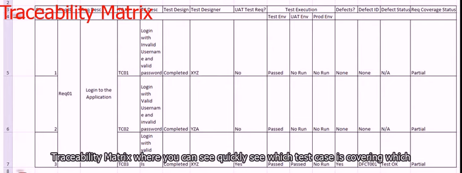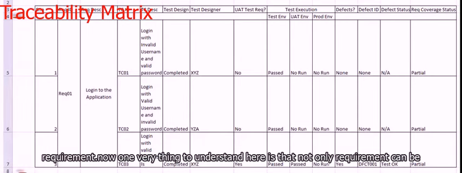Now that we have seen how requirements can be mapped with test cases in the traceability matrix, you can quickly see which test case is covering which requirement. Now, one very important thing to understand here is that not only requirements can be mapped with test cases, but also defects can be mapped with test cases, which can be clearly seen in the screenshot.